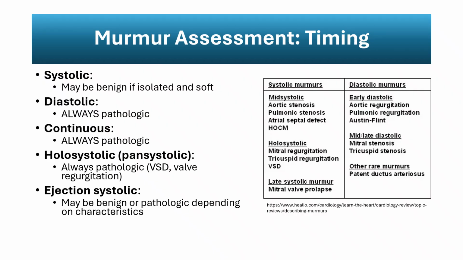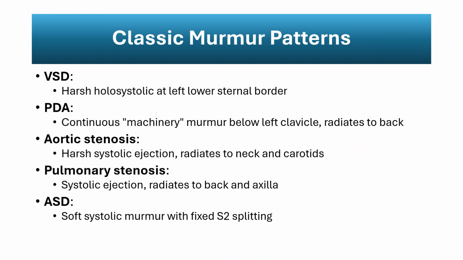These can be benign flow murmurs, especially if soft and short, but they can also represent outflow obstruction, such as aortic or pulmonary stenosis. Here, intensity, radiation, and clinical context determine whether the finding is innocent or concerning. By focusing on timing, the examiner quickly separates benign transitional murmurs from those that signal structural disease, ensuring that critical lesions are not overlooked in the newborn period.